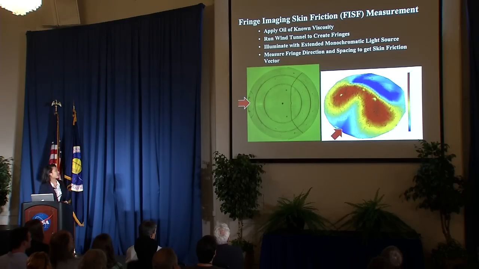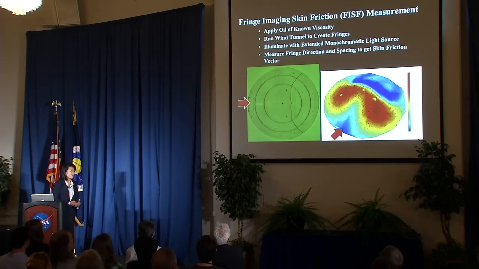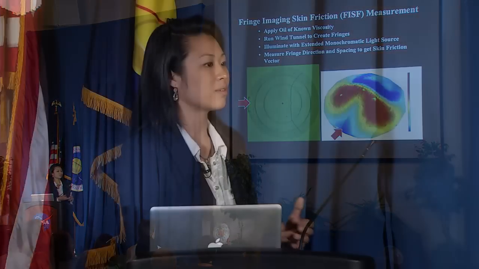Here is Faith Hill again. And how does this work? Well, let me explain skin friction first. Skin friction is a force that parallels the surface of the model. So we have a model, and it has to be shiny for this to work. We install this into a wind tunnel. We turn on the wind tunnel for a certain amount of time. Remember to apply oil of known viscosity. Once the wind tunnel runs for a certain amount of time, the oil smears around our model.